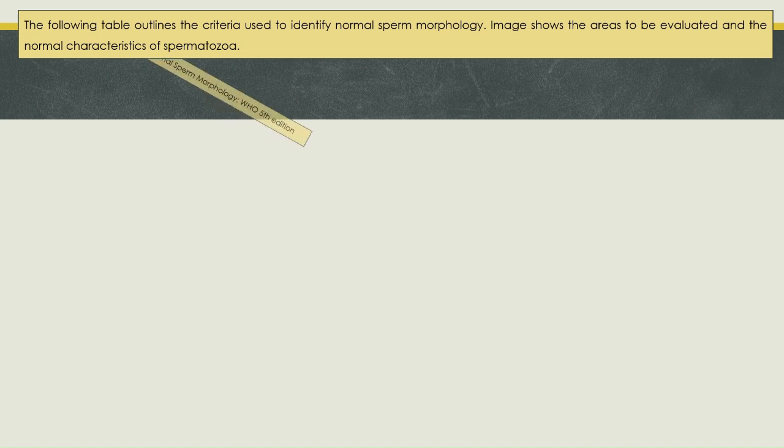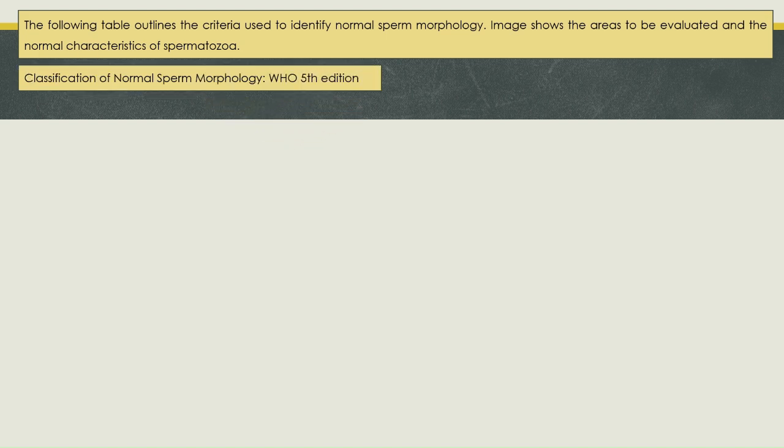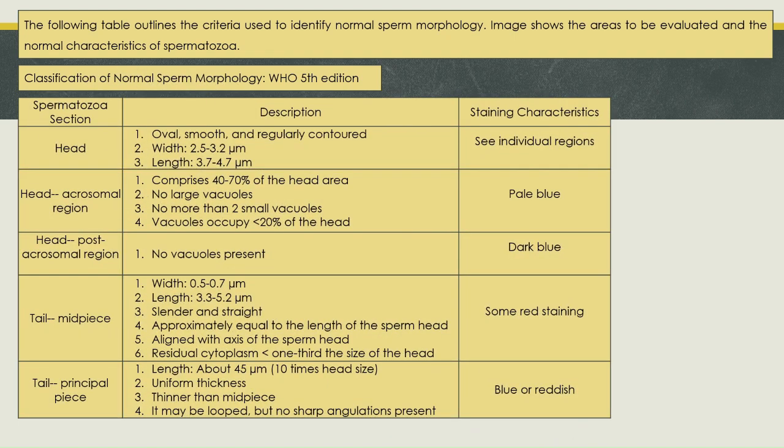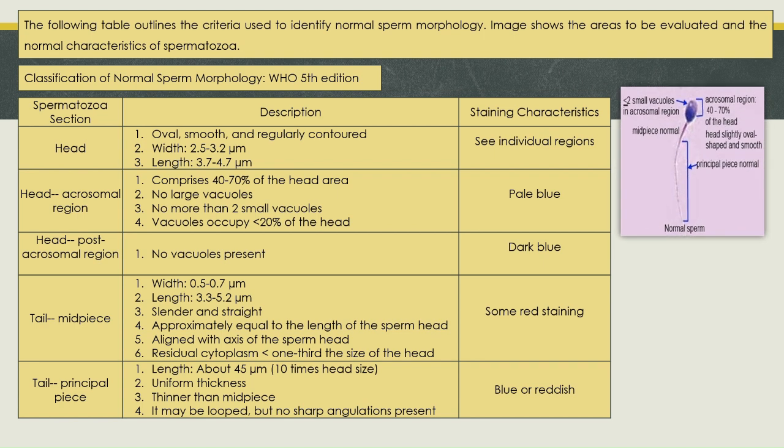The following table outlines the criteria used to identify normal sperm morphology. Image shows the areas to be evaluated and the normal characteristics of spermatozoa. Classification of normal sperm morphology, WHO 5th edition.